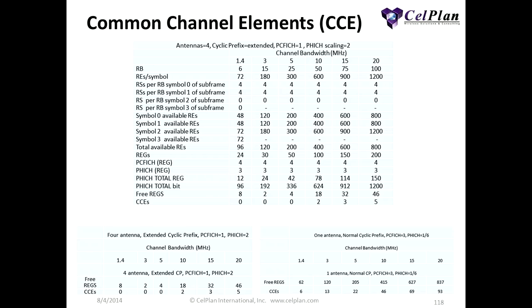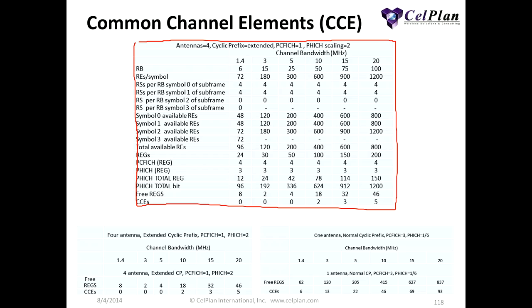So here I made a summary of, for different bandwidths, how many resource blocks you have, and then how many CCEs you have, how many REGs, and how many CCEs you have available per symbol. So here I give an example.